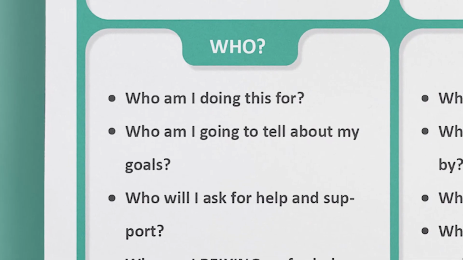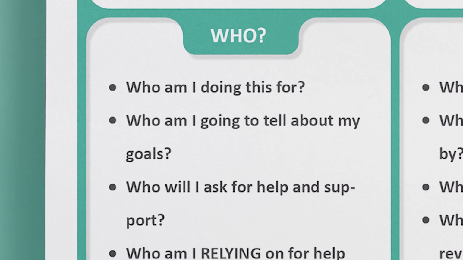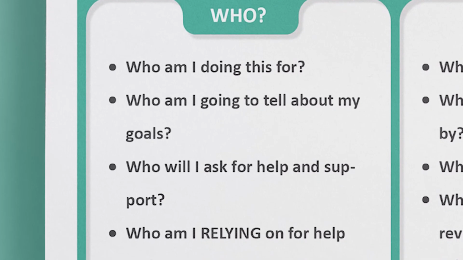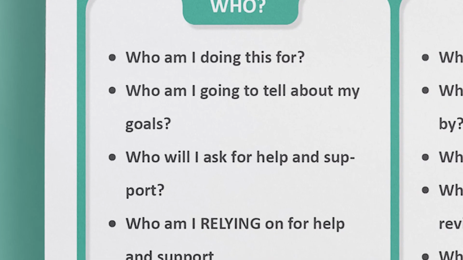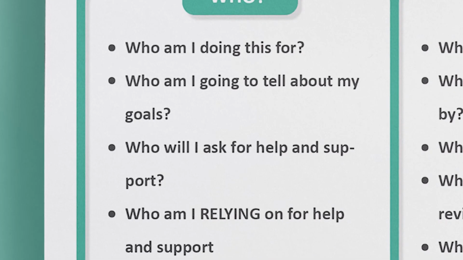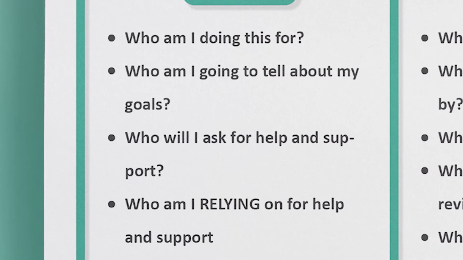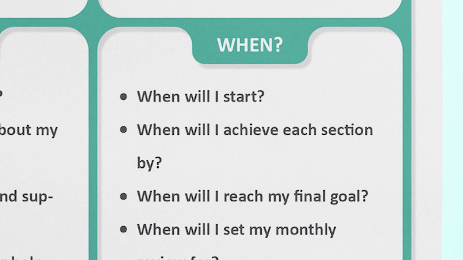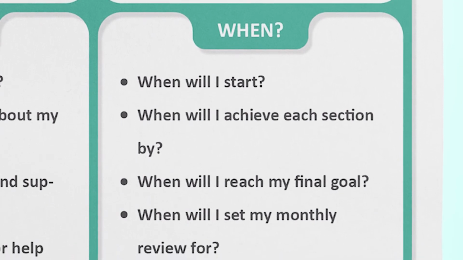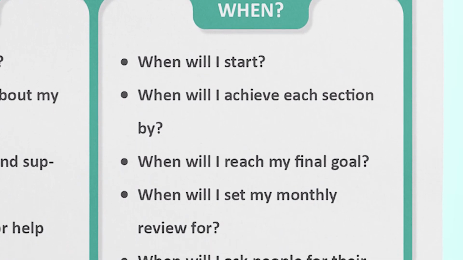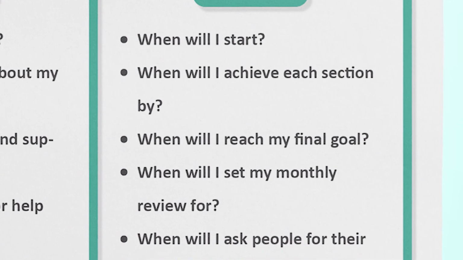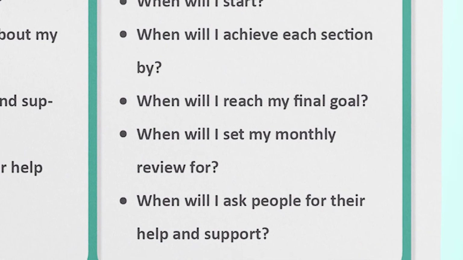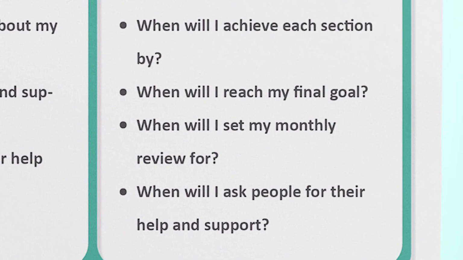The next question is who? Who am I doing this for? Who am I going to tell about my goals? Who will I ask for help and support? Who am I relying on for help and support? And the last but not least is when. When will I start? When will I achieve each section by? When will I reach my final goal? When will I set my monthly review for? When will I ask people for their help and support?